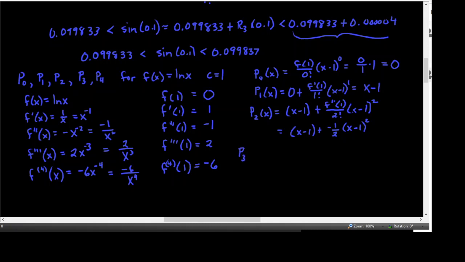p sub 3 of x is going to be our answer so far, which is x minus 1 minus 1/2 of x minus 1 squared plus the third derivative evaluated at c, which is 1, over 3 factorial times x minus c, which is 1, cubed. And so p sub 3 of x is x minus 1 minus 1/2 x minus 1 squared.